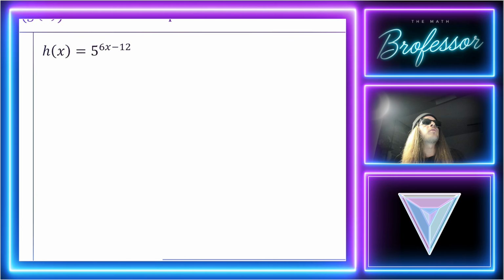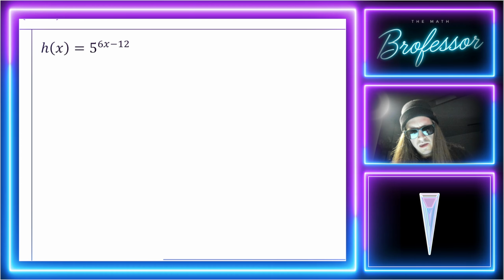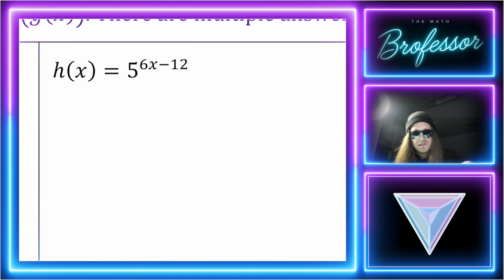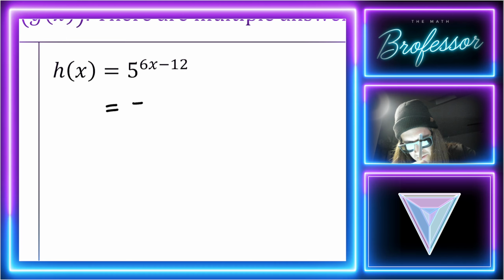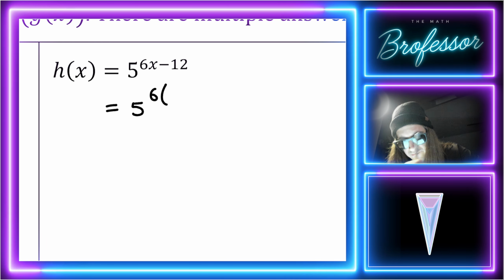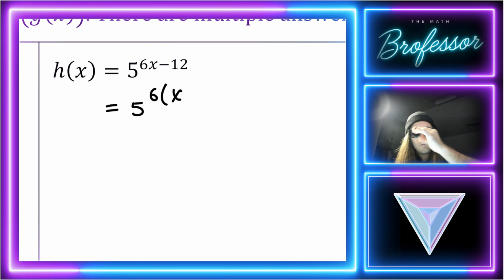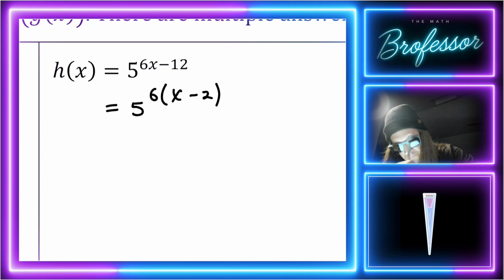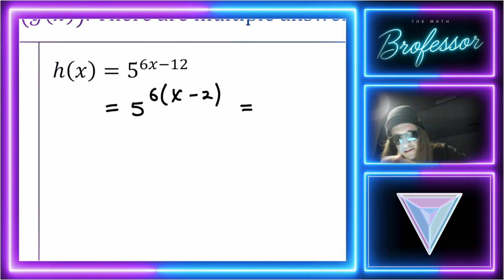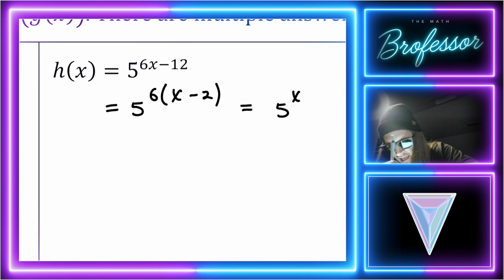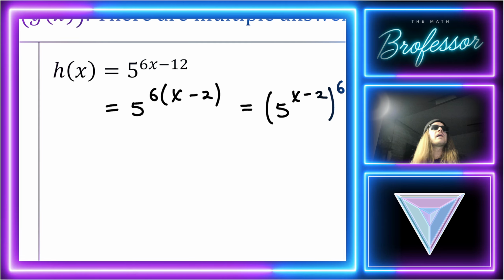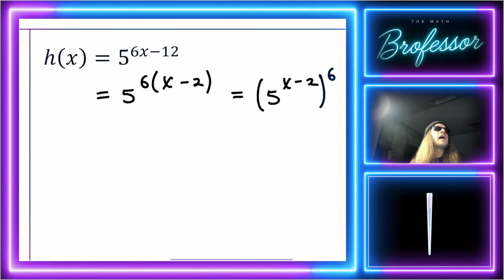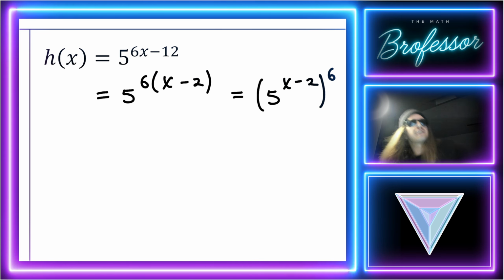Here we have even more options. So how do I want to organize this? Realize that this could be rewritten as 5 times 5 to the 6 to the x minus second power, which would be the same thing as 5 to the x minus second power to the 6th. Basically, you factor a 6 out of the exponents.